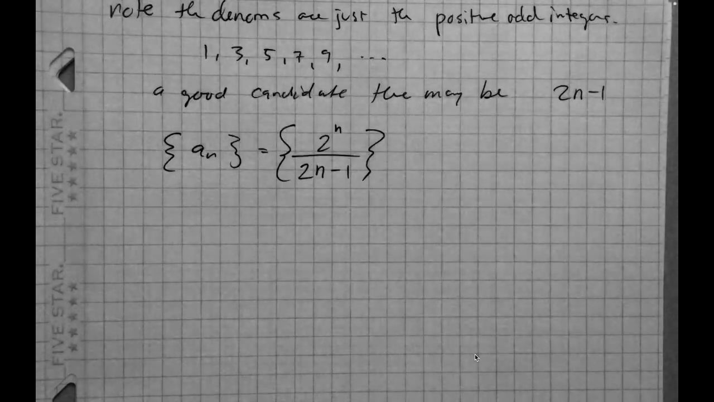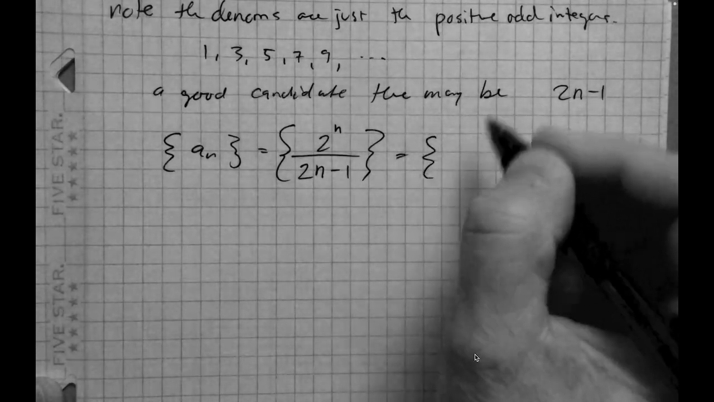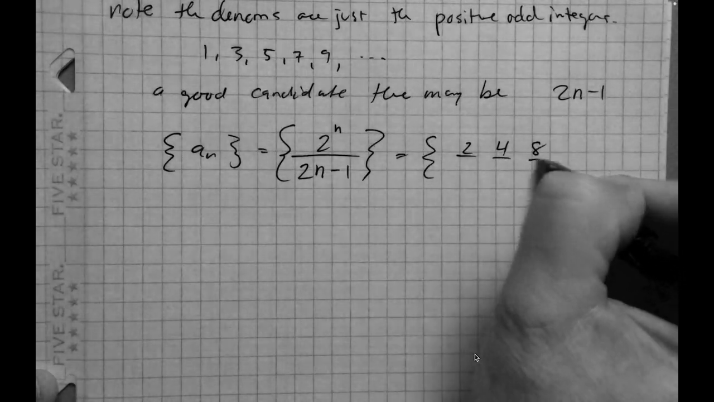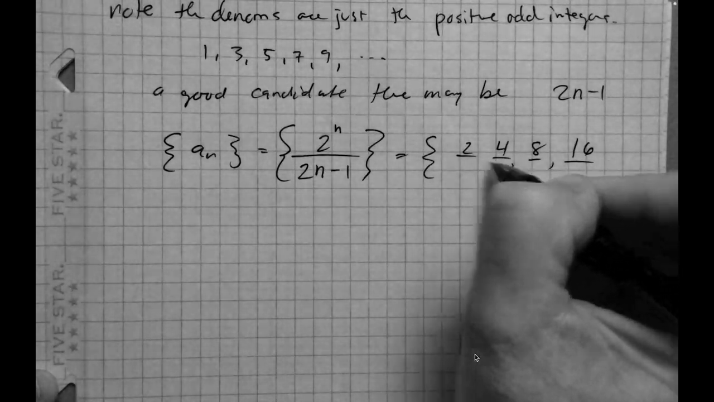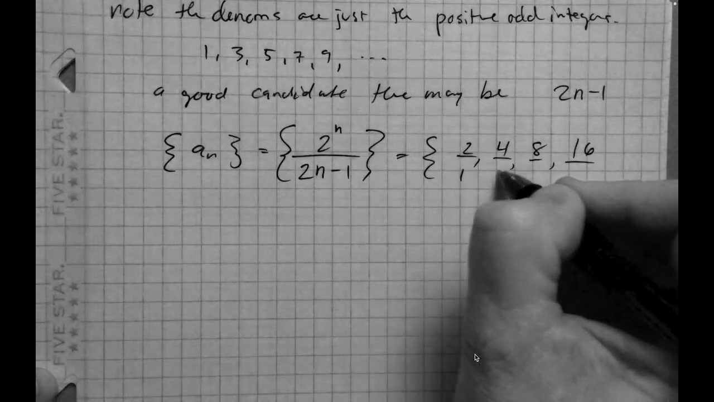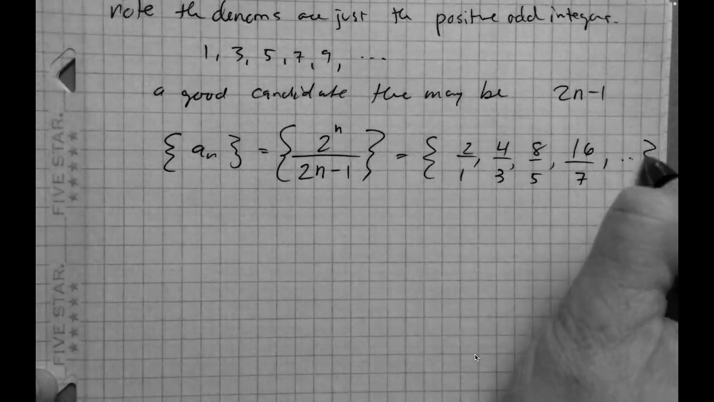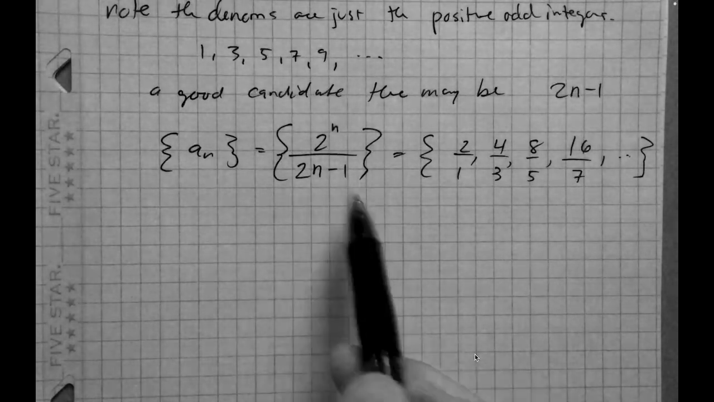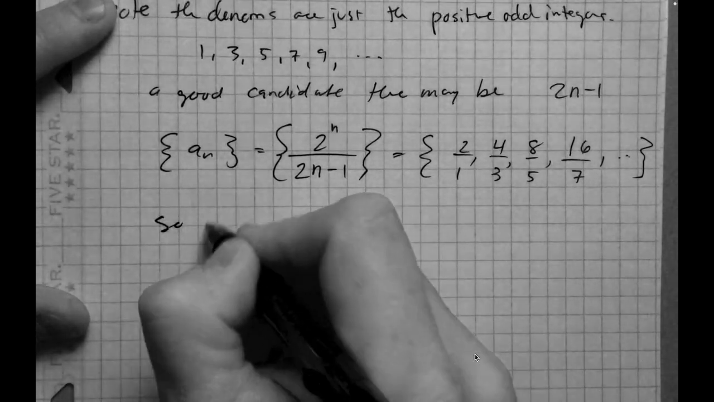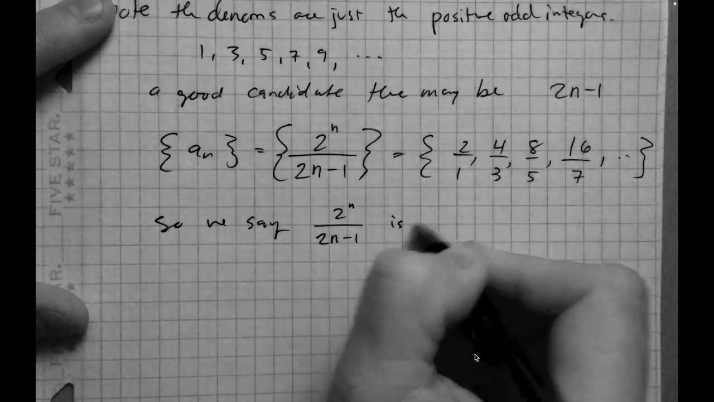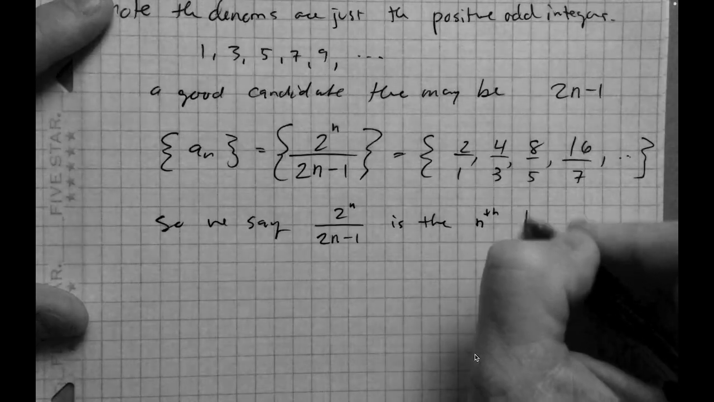Right? That's going to produce the exact sequence that we just looked at. The 2 to the n will give us what? 2, 4, 8, 16, and so on. The 2 to the n minus 2 times n minus 1 would give us the odds: 1, 3, 5, 7. So we can reconstruct the sequence using this as the nth term. So we'd say 2 to the n over 2n minus 1 is the nth term.